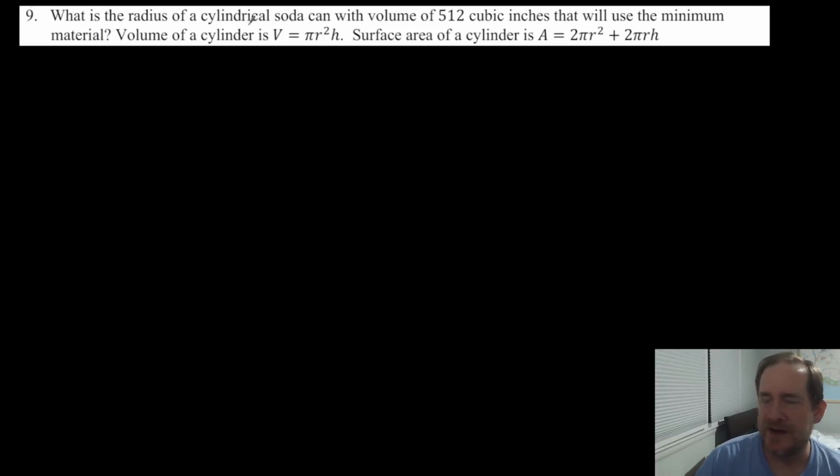So it says, what's the radius of a cylindrical soda can with volume 512 cubic inches that uses the minimum material? Minimum material would mean minimizing the surface area. So this is what we want to try to minimize. And the volume is our constraint. It says we want a volume of 512 cubic inches. So my constraint equation would be that 512 equals pi r squared h.